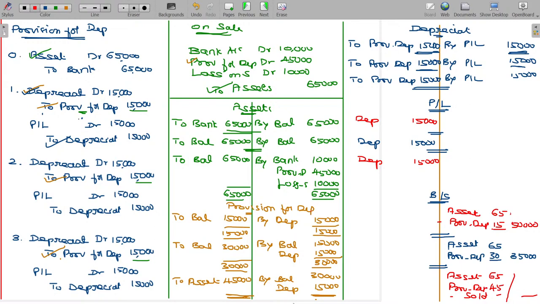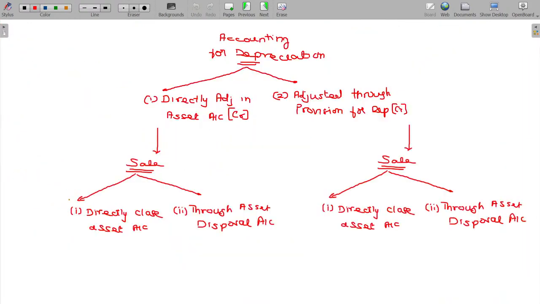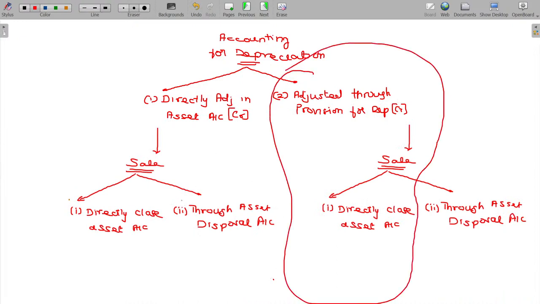The original value of the asset purchased is appearing there itself. For the usage, is there any value loss? The value loss accumulated in the name of provision for depreciation. It will have certain advantage, right? Folks, you could not understand this model. Adjusted through provision for depreciation model is over. Clear?